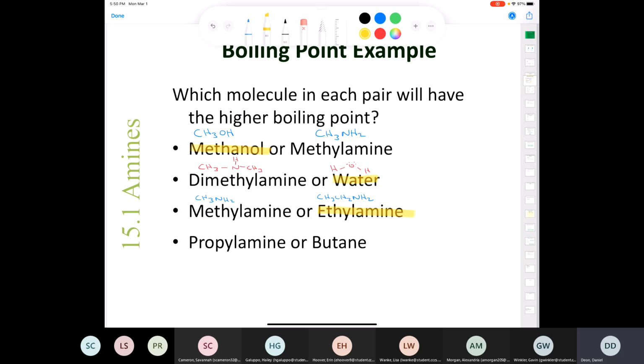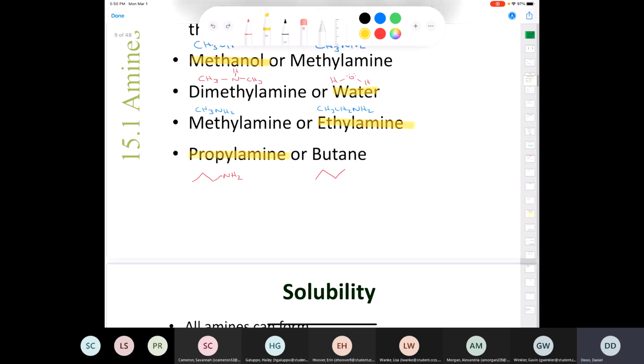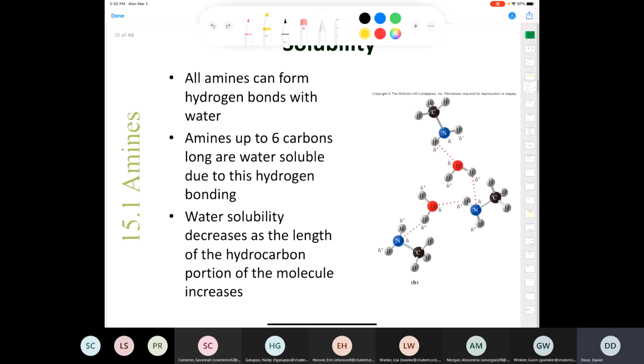And the last one is propylamine, which would be this. So if you had 1, 2, 3 propylamine, or 1, 2, 3, 4 butane, well, obviously the amine is going to have a higher boiling point. Why? Because it has the capability of hydrogen bonding, and the alkane butane does not have that capability. So you can see how these kind of questions lend themselves to a multiple choice question on an exam very easily. What about solubility of amines?